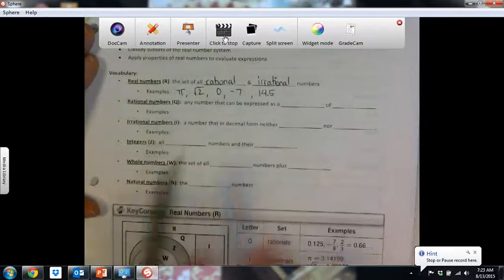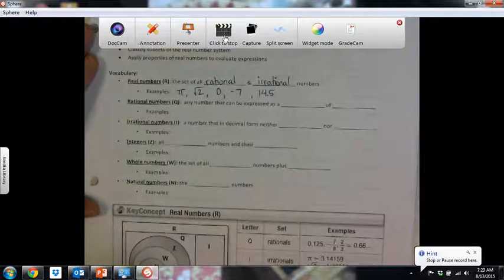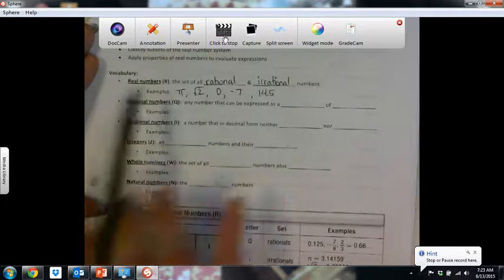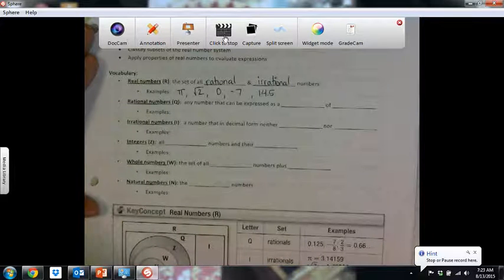So rational and irrational numbers for now, and we'll get into things that aren't real later on in the year, but for now, real numbers really include everything that you can think of.